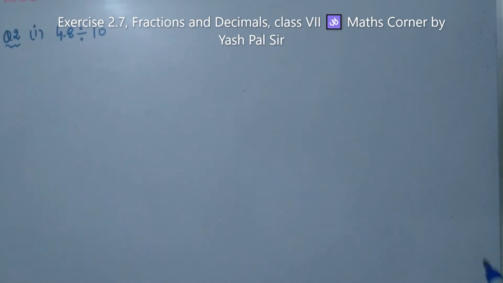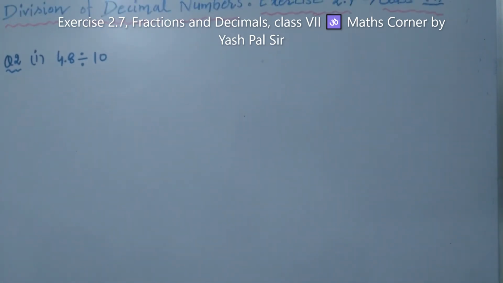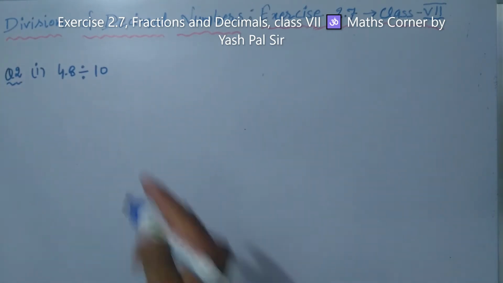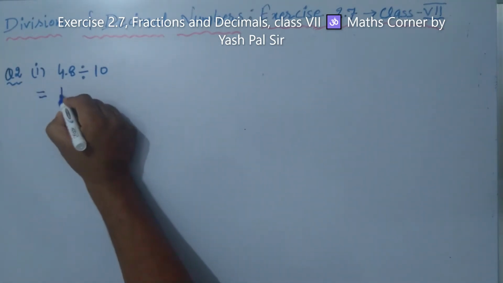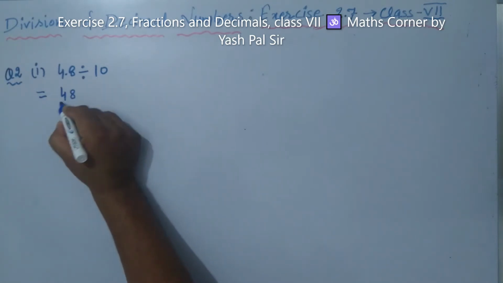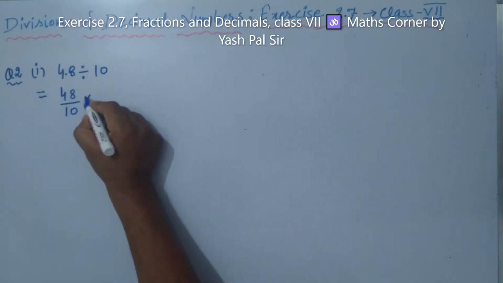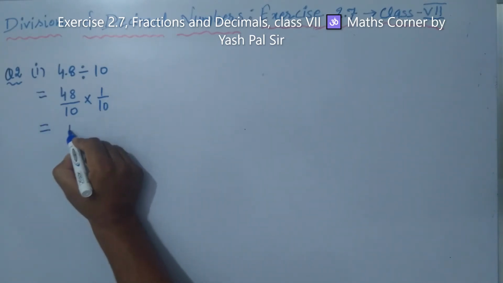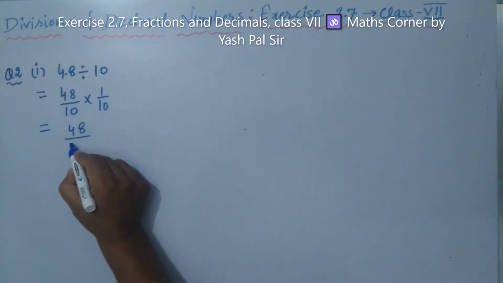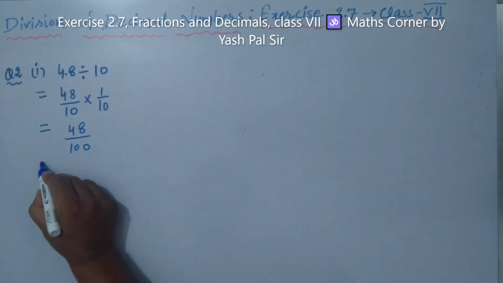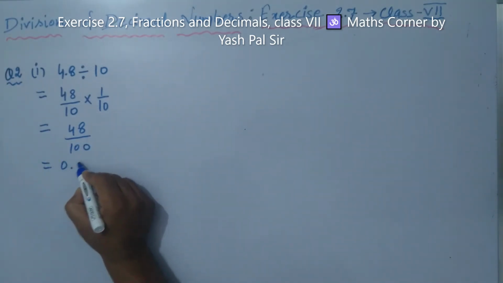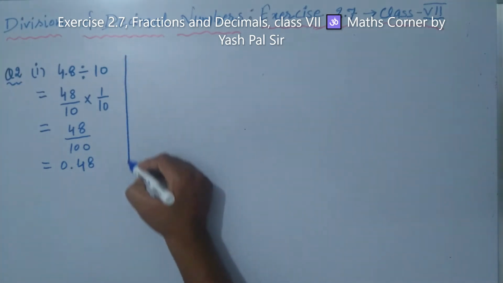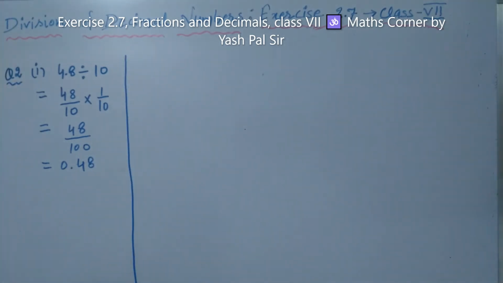Now our question number 2, first part. What is the value of 4.8 divide 10? So this means 48 divide 10 into 1 upon 10. This means 48 divide 100. This means 0.48.